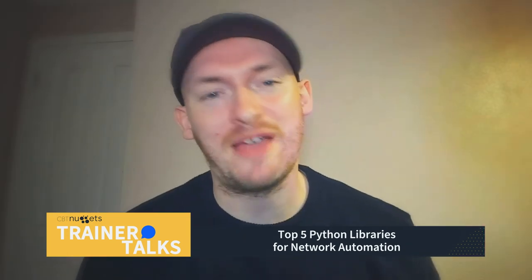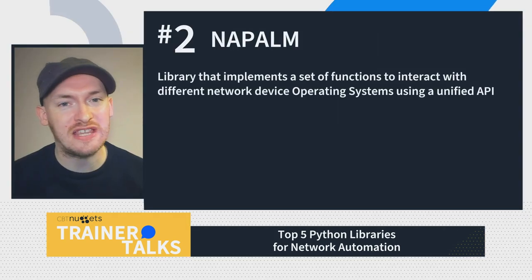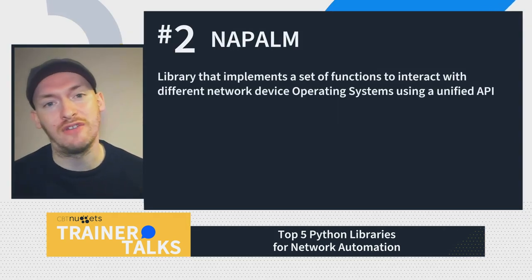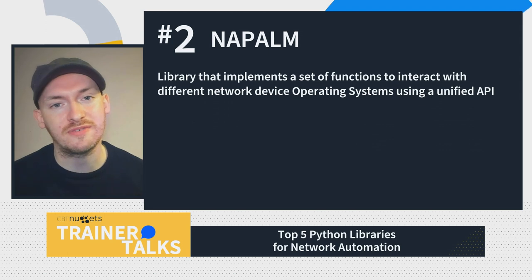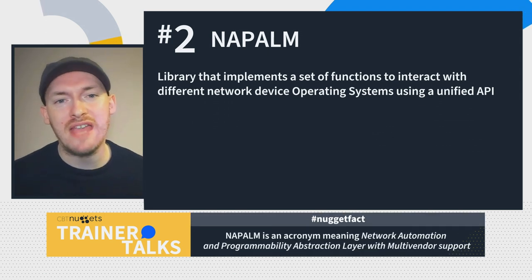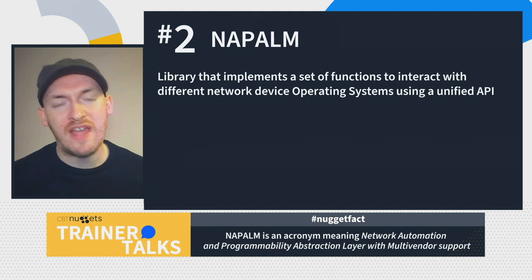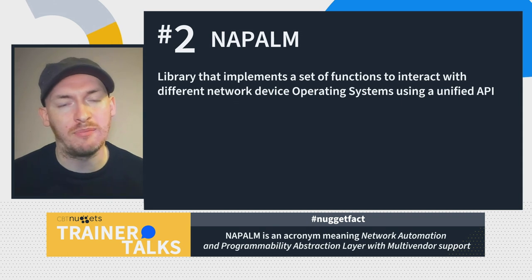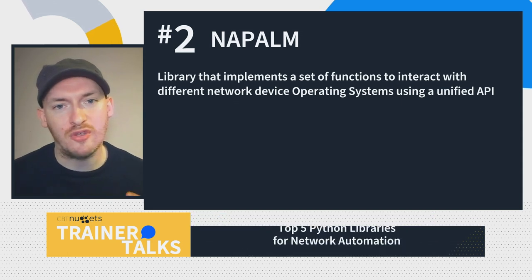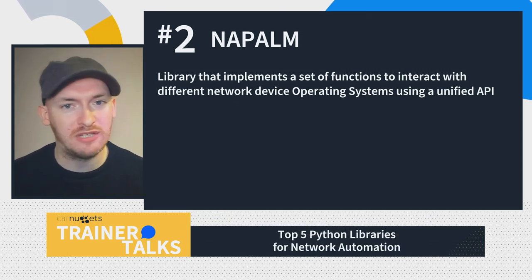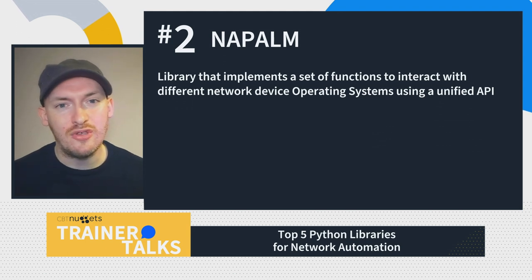Now, the second Python library that you should install is something called Napalm. Now, Napalm is an amazing tool. Effectively, it provides an even higher level of abstraction than what NetMiko does. So ultimately, the main goal of Napalm is to provide you a unified API to interact with a multitude of different networking devices independent of their platform. Effectively, whether you're automating a Cisco device, a Juniper device, or an Arista device, you can interact with them the very same way.